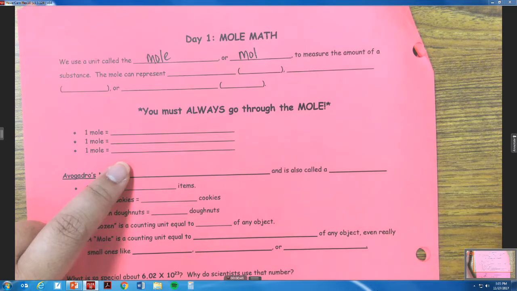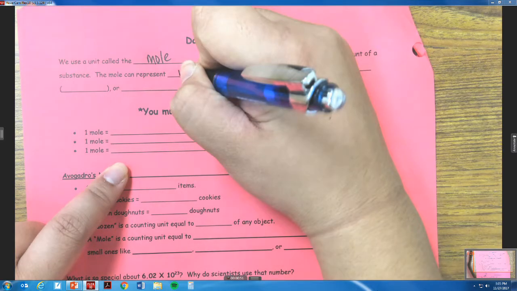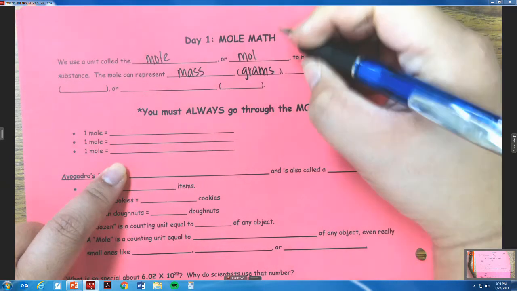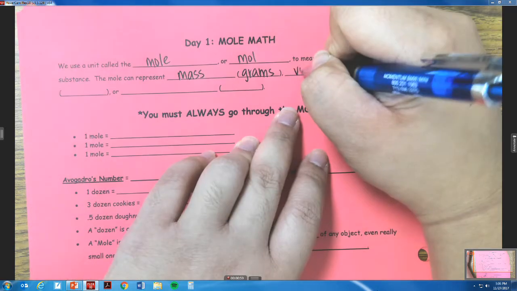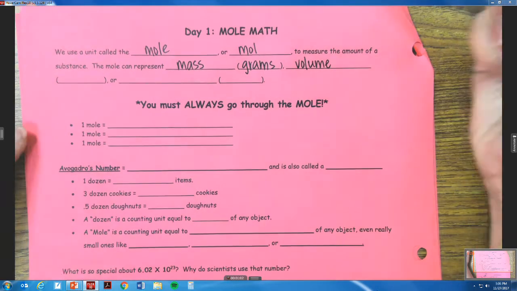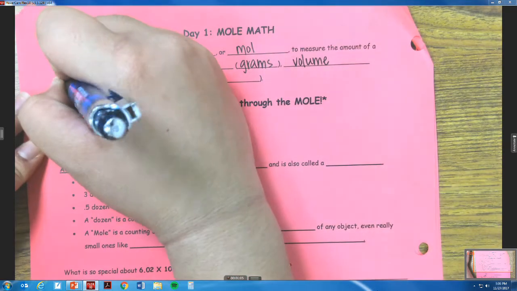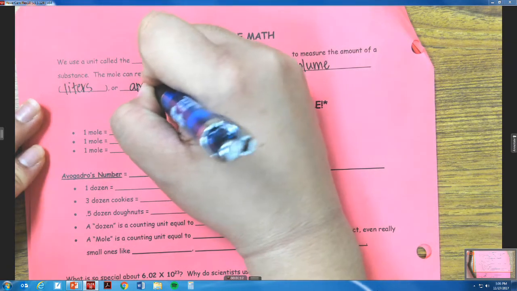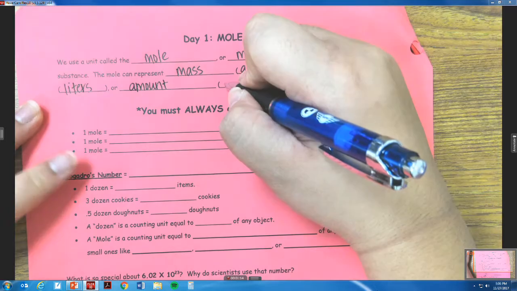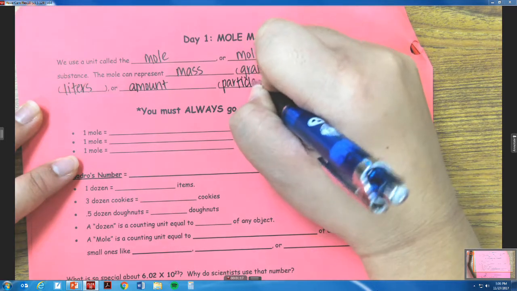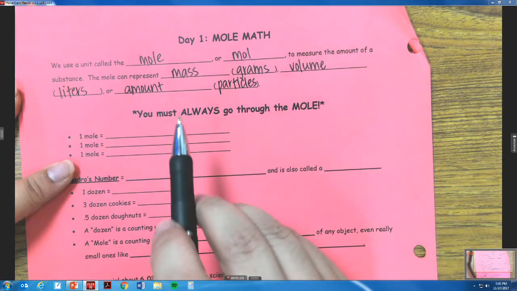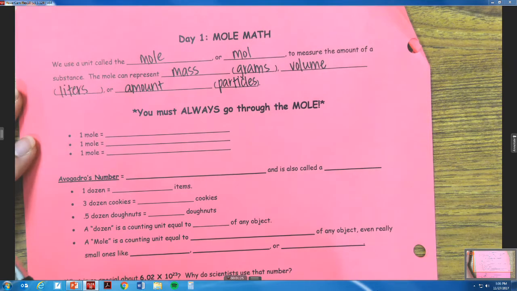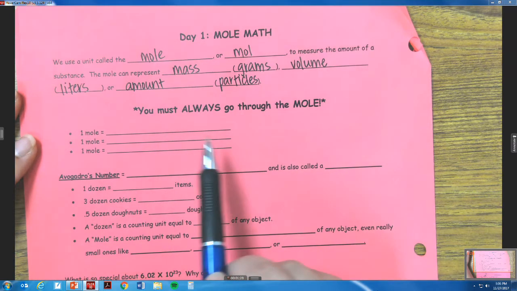So the mole can represent mass, again represented in grams, or it can be volume, which is represented in liters, or it can represent an amount, or particles. So all these things, mass, volume, and amount, can represent a mole. And then you must always go through a mole.